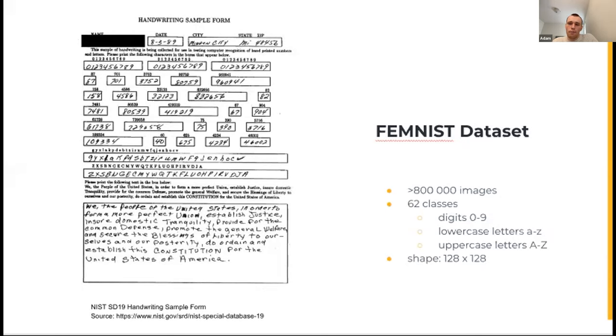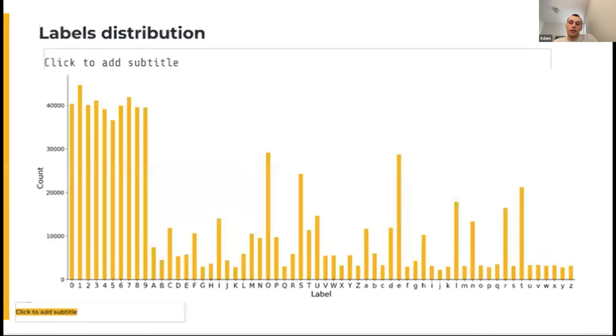And let's move to the next slide so we can see the distribution of the characters presented in the dataset. And as you can see on the left side, the digits still constitute a huge part of the dataset. And the next important thing to notice is that, of course, the distribution is not uniform.